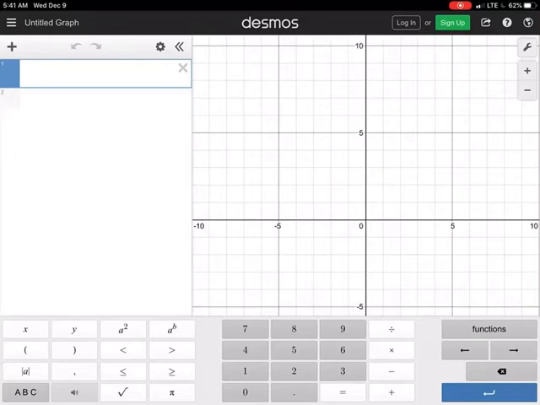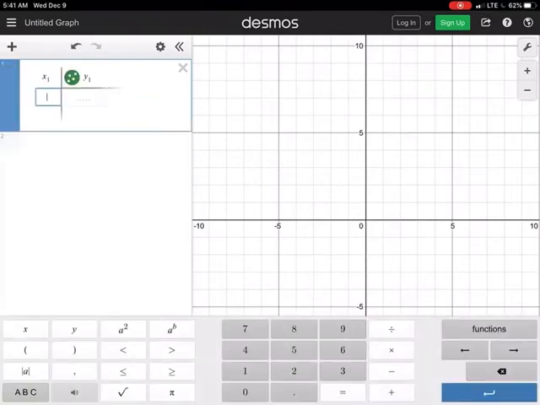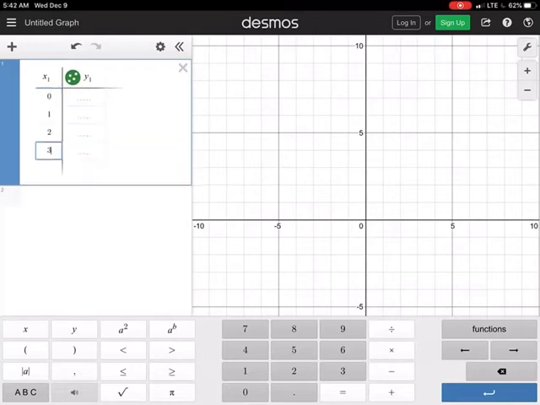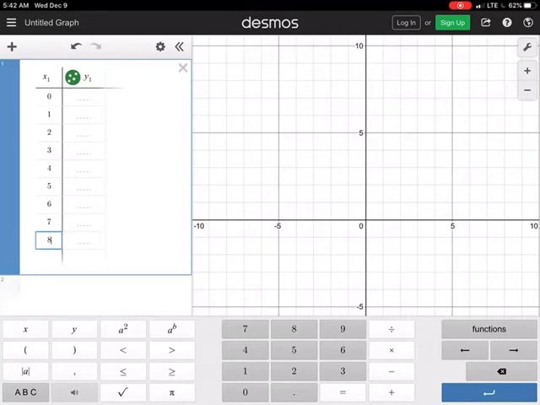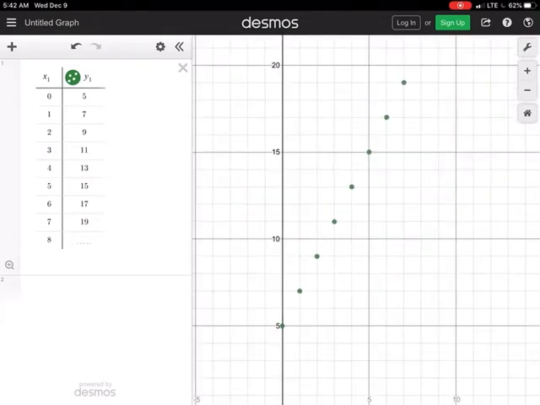So if you need to input a table, first thing you're going to do is come up here and hit this plus sign in the top left corner, and then you are going to hit table. Now you can input your data values. So let's say my x's are 0, 1, 2, 3, 4, 5, 6, 7, and 8. And let's say my y values are 5, 7, 9, 11, 13, 15, 17, and 19. As you can see, it is going to graph those points for you as you are inputting them into your table. Now we need to figure out what type of regression line will best fit this data.